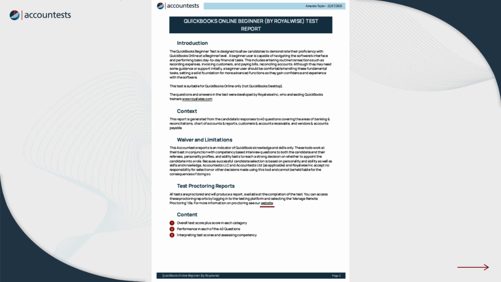So these tests are proctored. What that means is that when the candidate does the test, the camera is on and they're being monitored to make sure that they do the test under fair exam conditions. So that means that you can tell whether they were focused on the test or using another device or tabbing away.